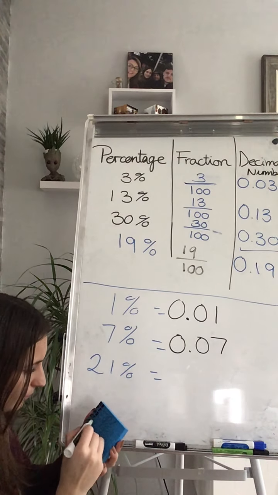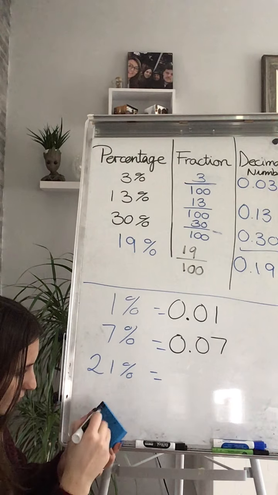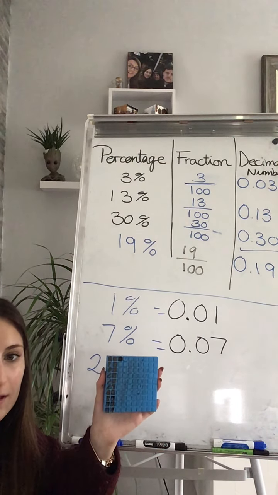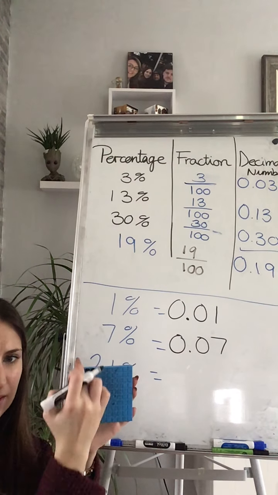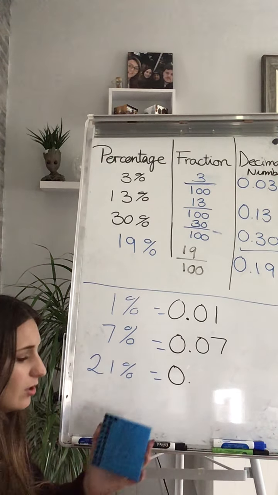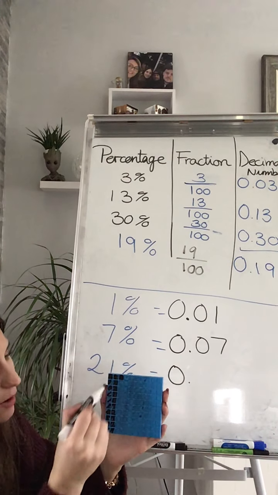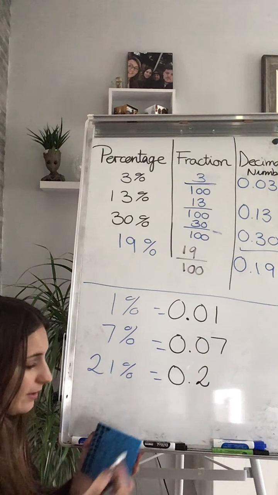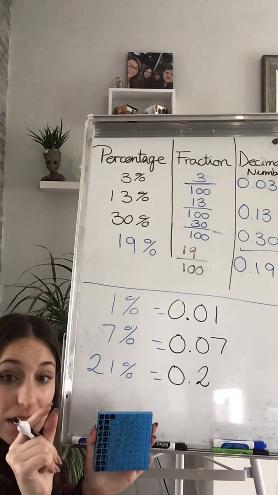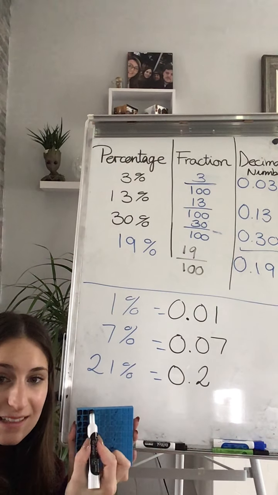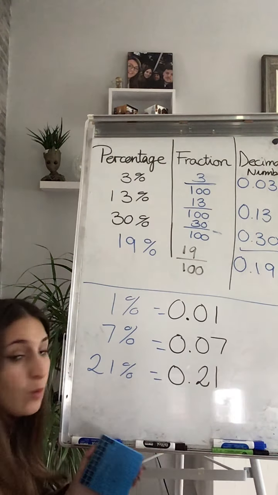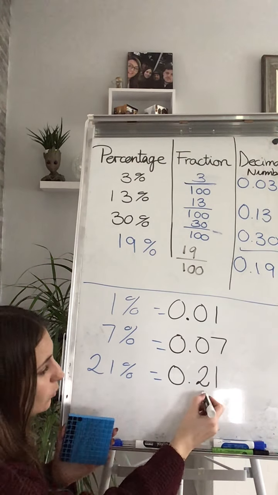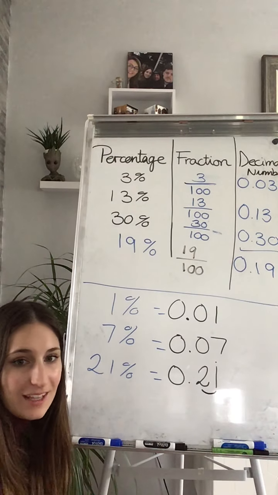21. Have you got any whole colored in? No. Have you got any tens? Yes, how many? 1 and 2 tens. Have you got any hundredths? Yeah. Or you could say I have how many hundredths? 21 hundredths. Okay?